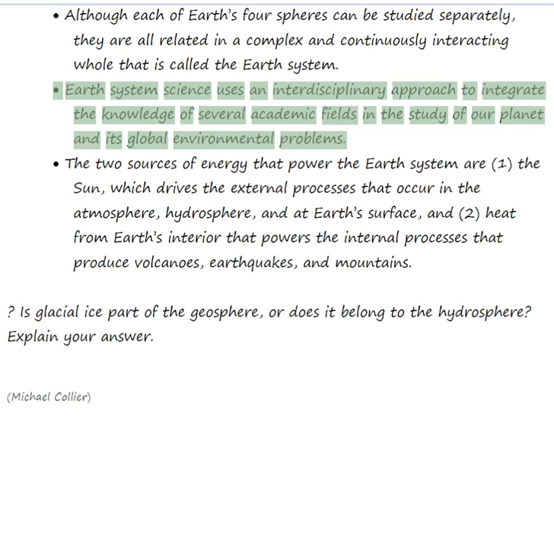Earth system science uses an interdisciplinary approach to integrate the knowledge of several academic fields in the study of our planet and its global environmental problems.